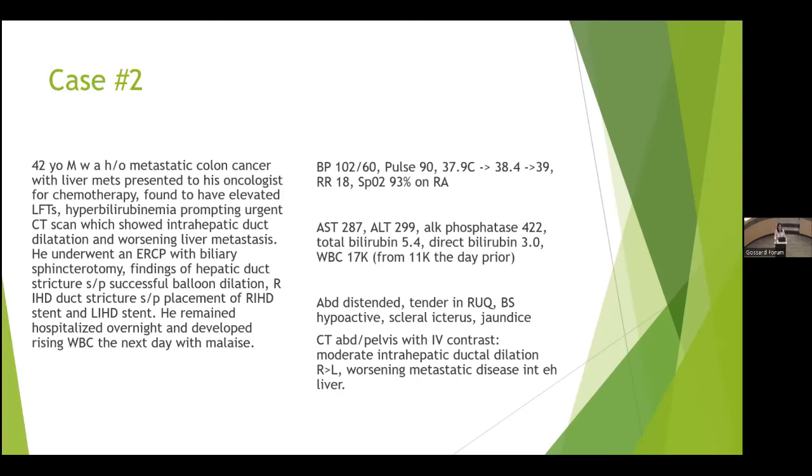He remained hospitalized overnight and then developed a rising white count and malaise the next day. On examination the following day, his blood pressure was a little bit soft, pulse was 90, he quickly developed a fever, and his oxygen saturation was 93% on room air. His LFTs did not make any significant change overnight. These were similar to what he came in with, but his white count went from 11,000 to 17,000.